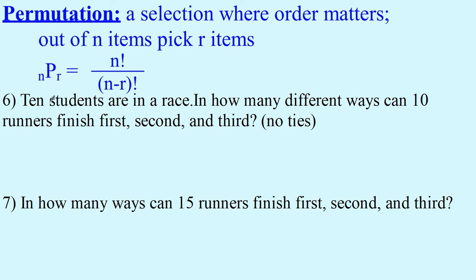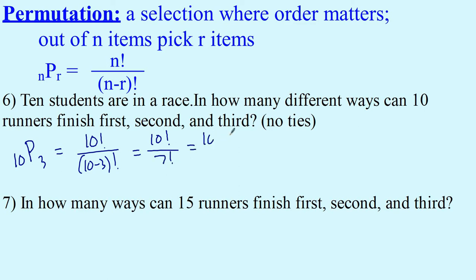So number 6. We have 10 students that are in a race. How many different ways can we have them finish first, second, and third? So if I have 10 people, how many different ways can I make the top 3? So that would be 10 picking 3. So we do 10 factorial over 10 minus 3 factorial. Well, that's just 10 factorial over 7 factorial.